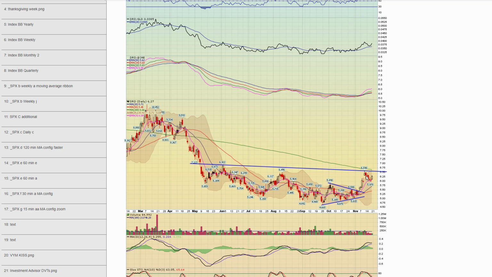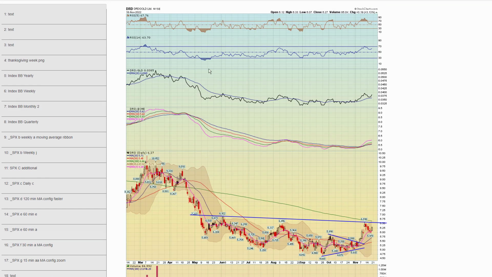Beautiful coil here, which it broke out of. Pulled back here. I'm looking for a higher low. This is your bigger resistance. You got kind of a long-term base here that it could break out of.